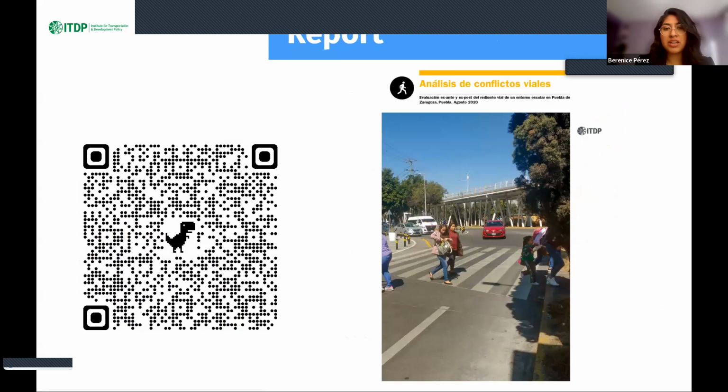We also made this report that you can find in this QR code. If everybody wants to check it, please take a photograph of it.